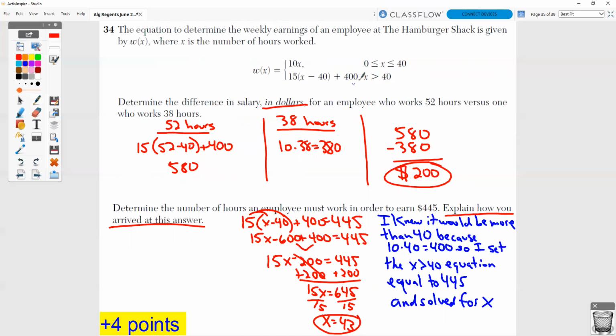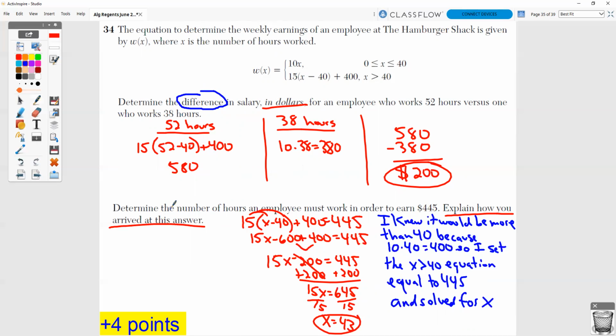The person only works 38 hours. I have to use this first equation because it's in between 0 and 40. So 10 times 38 is 380. What is the difference in them? All right, notice that it did ask for the difference. The difference would be $200 when I subtract those two answers.